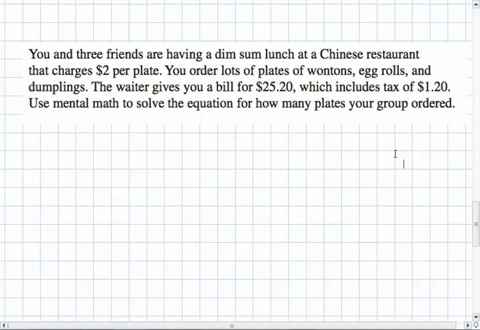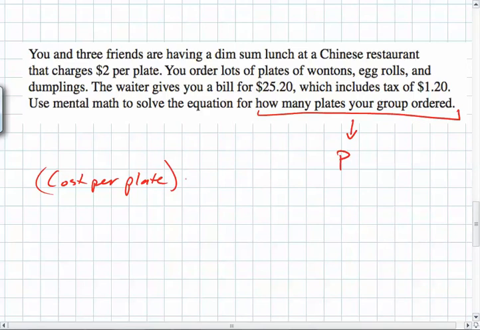So let's actually come up with our written model first. So our goal here is to find out how many plates our group ordered. So we don't know what that is, so let's just call that P. Whatever algebraic expression we come up with, we're going to use P for the number of plates the group ordered. We know that the cost per plate times the number of plates is going to be how much we spend on the food total.